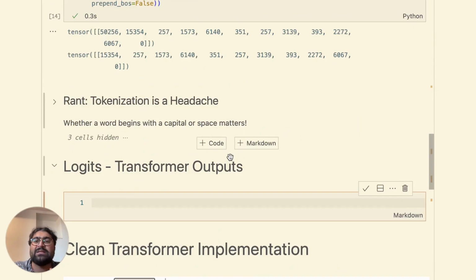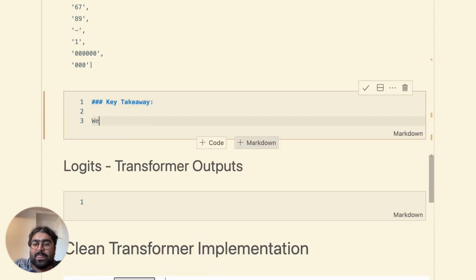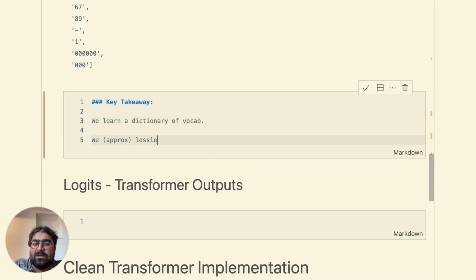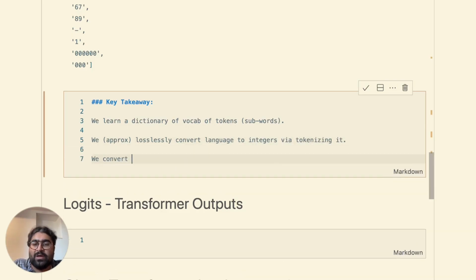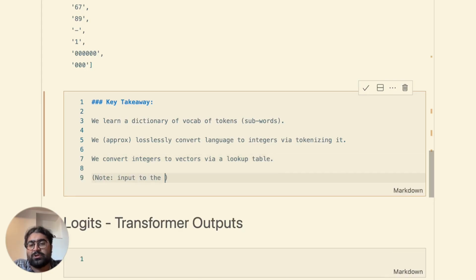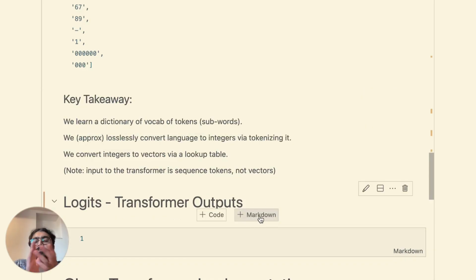Summarizing the key takeaways from this section, we learn a dictionary of vocab, we approximately losslessly convert language to integers. You can kind of think of a token as a subword. We losslessly convert language to integers via tokenizing it. We convert integers to vectors via a lookup table. Note that the input to the transformer is tokens, not vectors. Importantly, it's a sequence of tokens, because it's a sequence modeling engine. Okay, so what's the output?